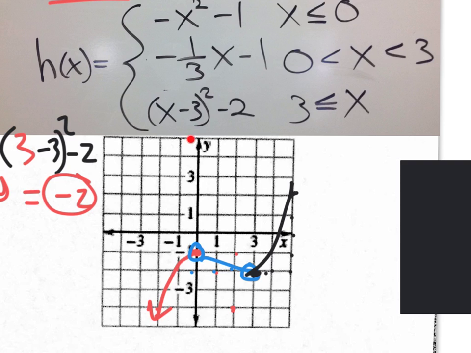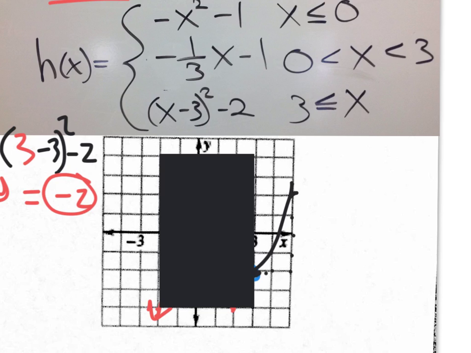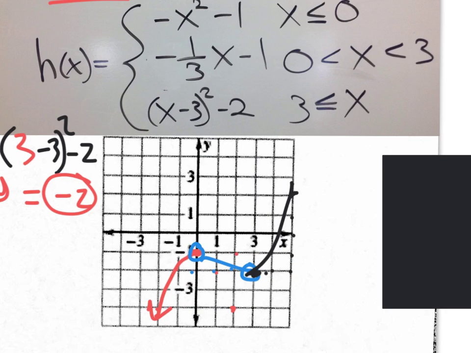Now normally I would draw my complete parabola like this, but it only wants us to show the values that are greater than or equal to 3, which means that you don't want to see the left side of this parabola, you only want to see the right side of the parabola. So there's your final graph. It looks like a pretty crazy continuous function, right? Half a parabola, and then a straight line, and then half a parabola.